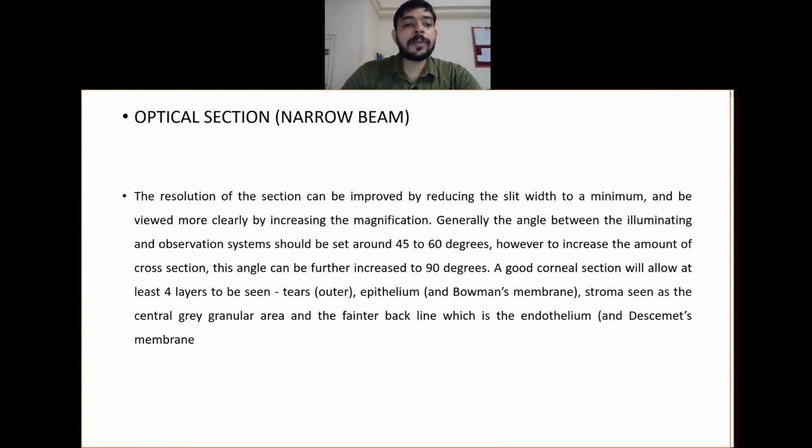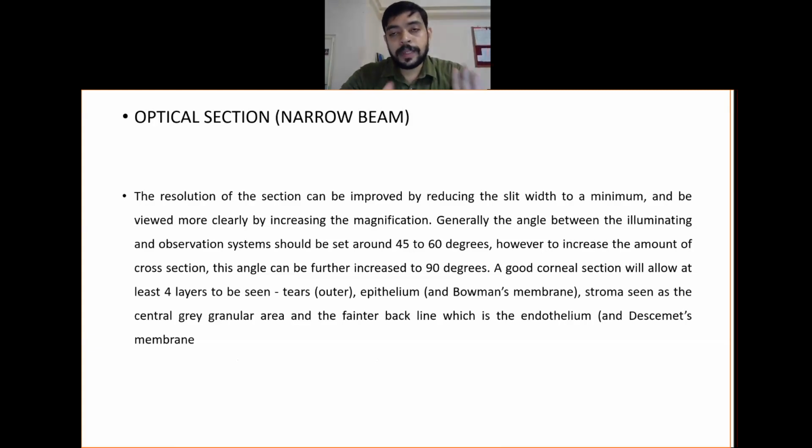Generally, the angle between the illumination and the observation system should be set around 45 to 60 degrees. However, to increase the amount of cross section, the angle can be further increased to 90 degrees. A good corneal section will allow at least 4 layers to be seen. The first, anterior-most layer can be observed, then the epithelium and Bowman's membrane combination can be seen. Stroma can be seen as a central gray granular area, and a fainter back line, which is the endothelium and Descemet's membrane combination.